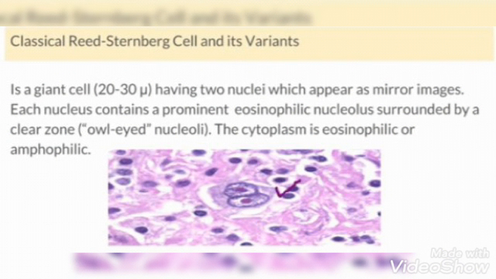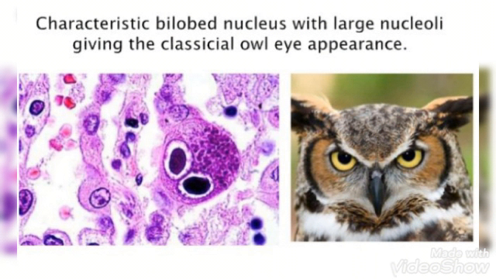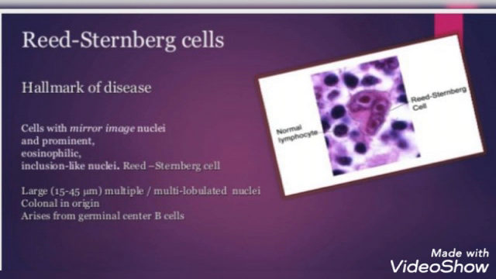These Reed-Sternberg cells are giant cells having two nuclei which appear as mirror images. Each nucleus contains a prominent eosinophilic nucleolus surrounded by a clear zone. Cytoplasm is eosinophilic and amphophilic. You can see in the picture, and easily remember for the exam, these Reed-Sternberg cells have a characteristic bilobed nucleus with large nucleoli, giving the classical owl eye appearance.